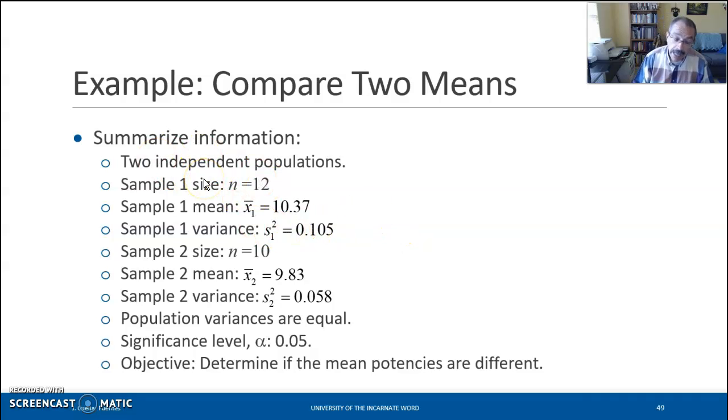Not only that, but we also need to realize that we're dealing with two independent populations. Then we have the sample characteristics for both of them. We know the population variances are equal. The significance level is given at 0.05, and the objective of this problem is to determine if the mean potencies are different. So with this information, we know that we're dealing with comparing the means of two independent populations that have equal variances, and the variances are not known.